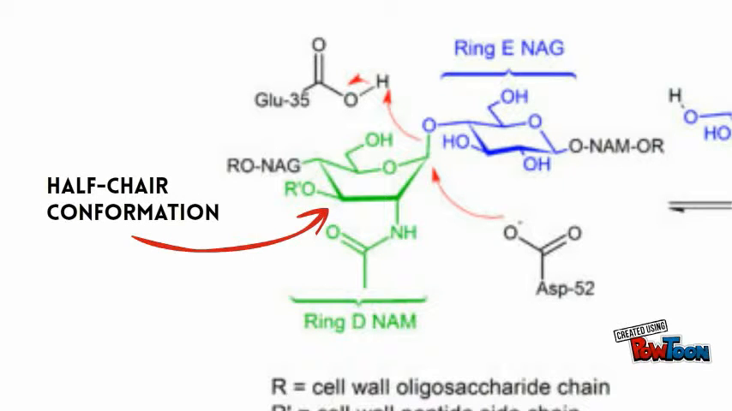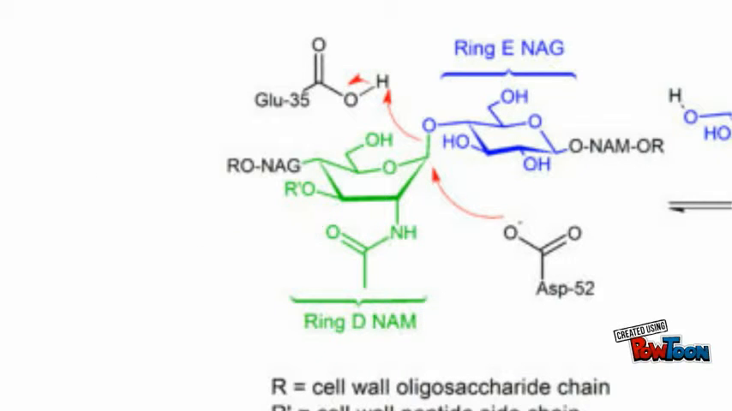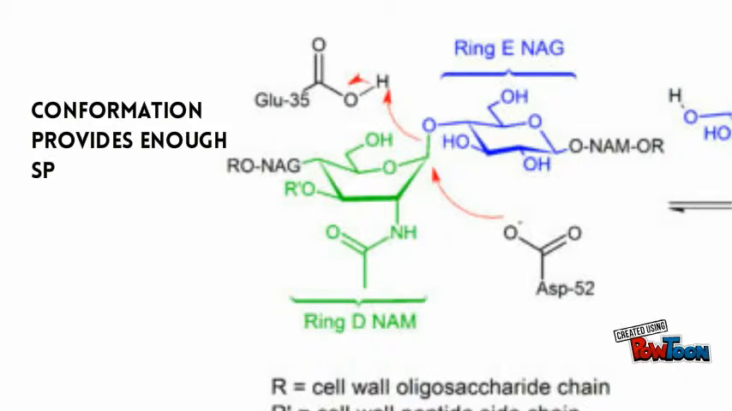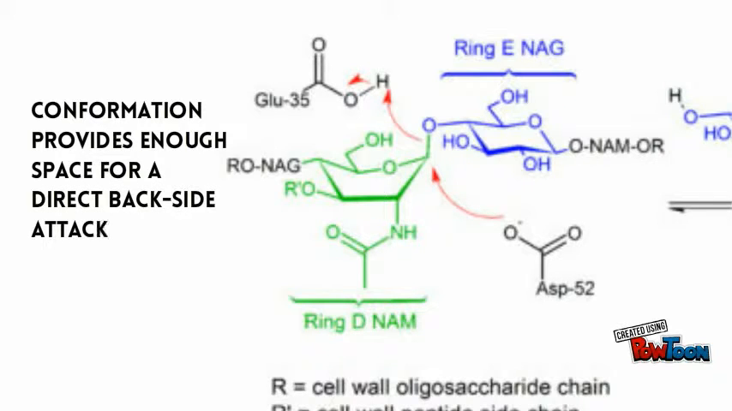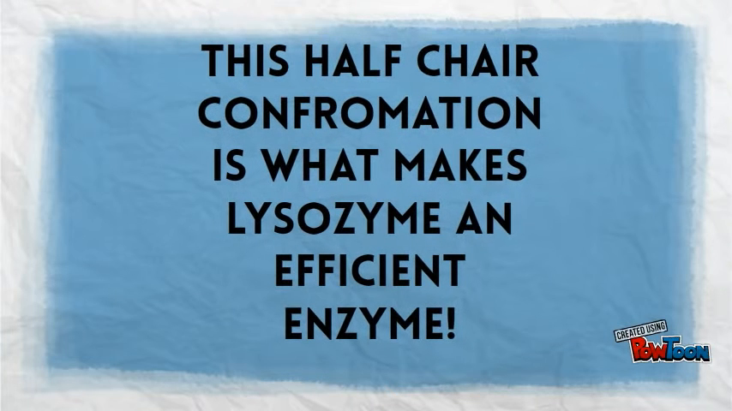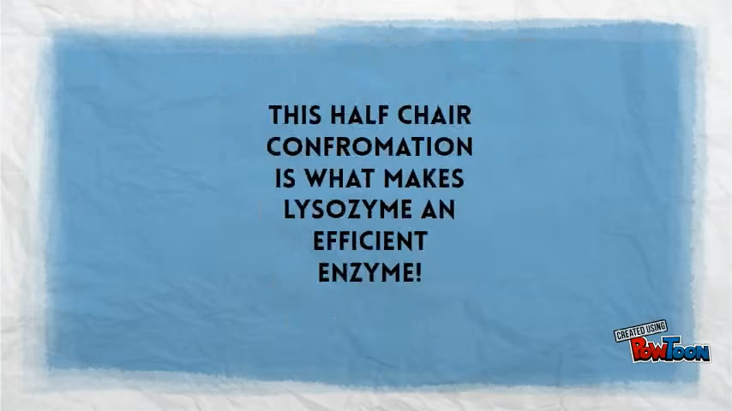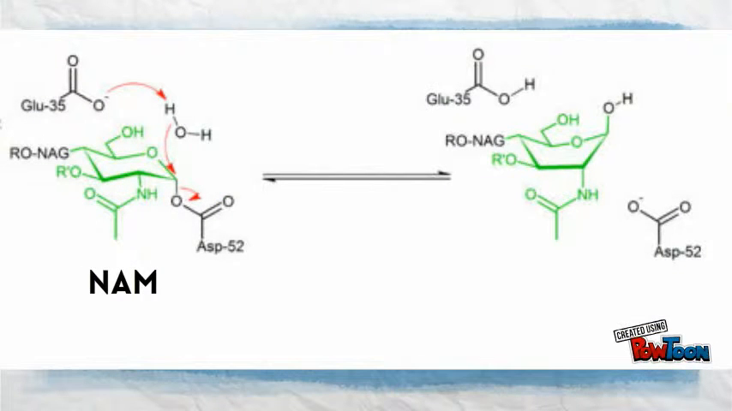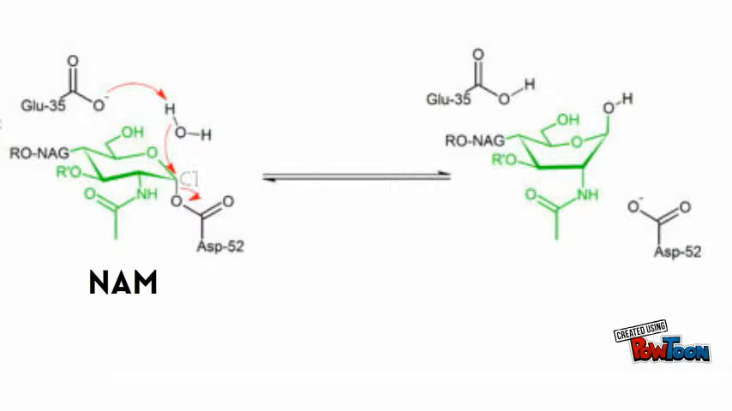It's really because of this unstable conformation that aspartate is able to be such an efficient nucleophile, since it provides enough space for a direct backside attack. Without this, it will be much more unfavorable to break the bond, and it's because of this conformational change that lysozyme is so widely used by organisms. Going back to the mechanism, after the intermediate is produced, water is finally introduced, and it acts as a nucleophile to attack the carbon 1 of NAM. This breaks the bond between the residue and aspartate, and it returns the enzyme back to its relaxed state.